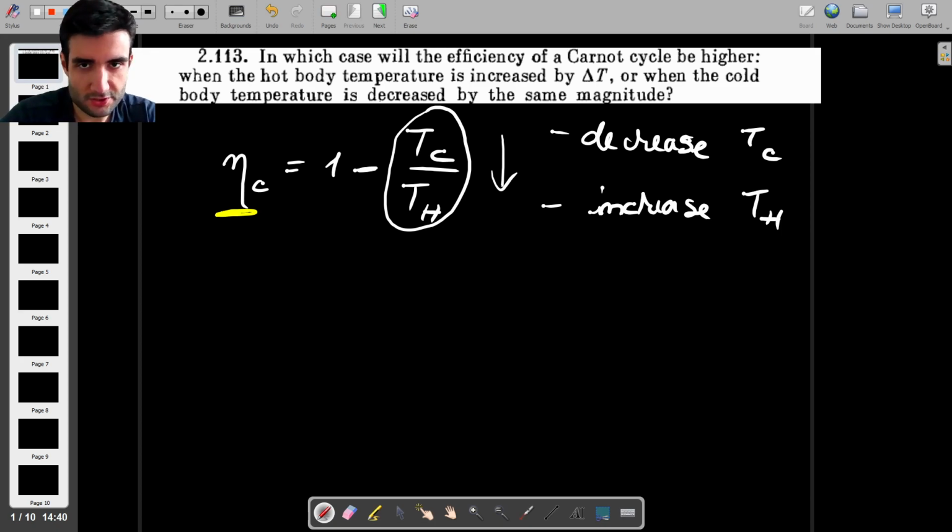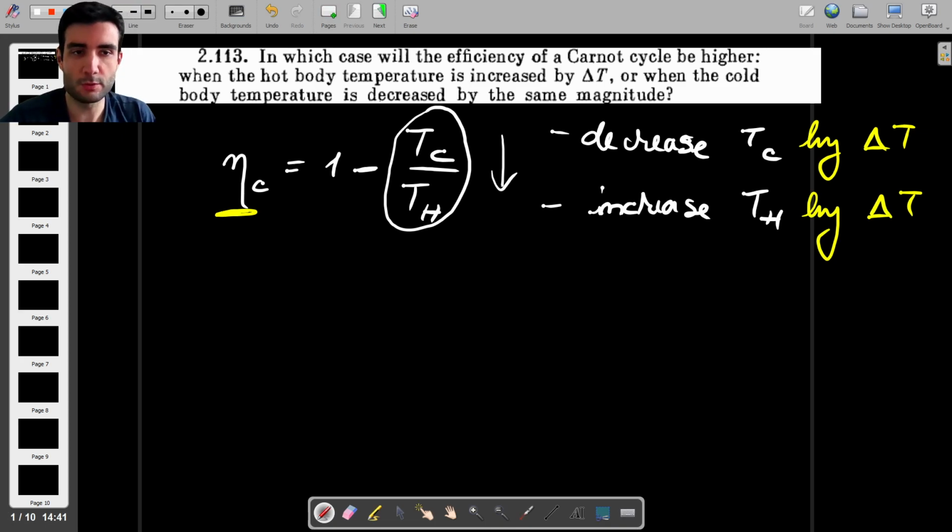So here's what the question says. You can either decrease the T cold by an amount delta T, or you can increase T hot by the same amount delta T. And the question is pretty simple. Which way gives a better efficiency in the end? So this is what we're going to try to look at.